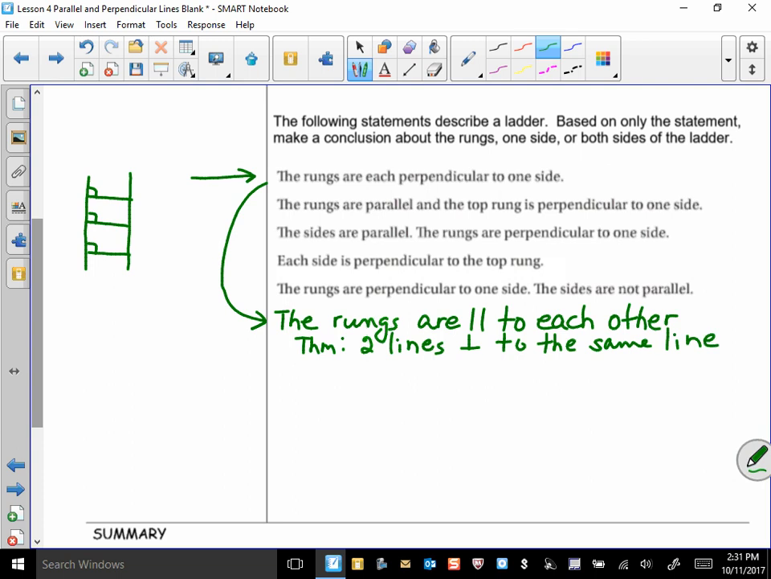Okay, so I did one. I want you to do 4 more, and I do think you're going to need to draw a little diagram for each one of these. You've got 4 more: 2, 3, 4, 5, and we will check those when I see you next time.